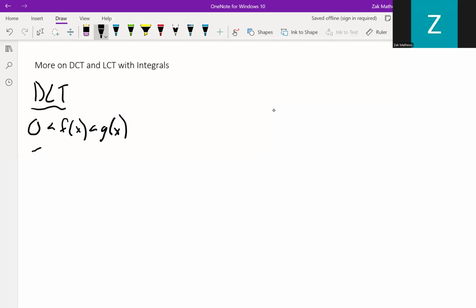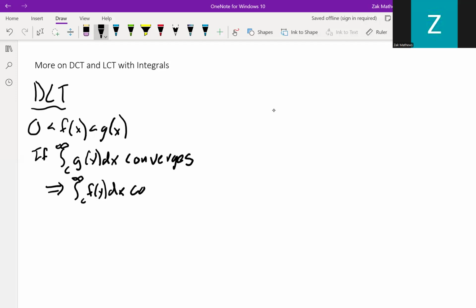So if the integral from c to infinity, and I'm using c here just because it really doesn't matter what number we start at. It could be any set point. C just needs to be a constant, can't be negative infinity. But if we start at any value and head off to infinity, of our function g of x dx, if that integral converges, then the integral from c to infinity of f of x dx has to converge as well. If the larger thing is converging, the smaller thing has to converge too.